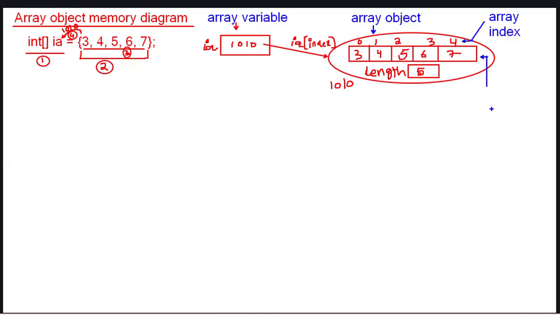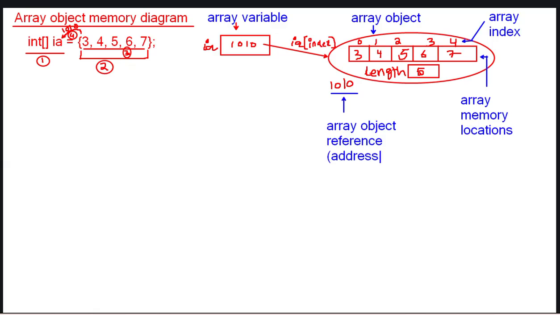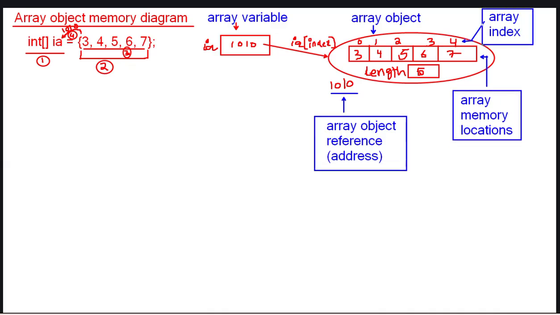What are these boxes? Array memory locations, or array locations simply. What is this 10, 10? Array object reference. Array object reference is nothing but address. In C language it is called address, in Java language it is called reference. This is the terminology we use daily.